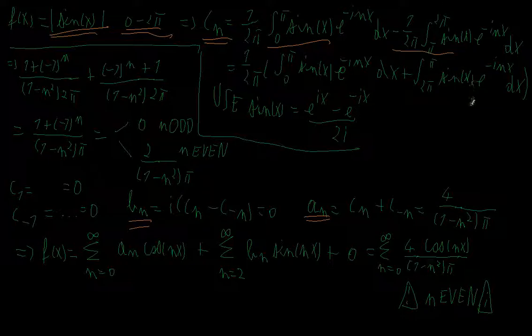Remember, if you have your circle here, the sine from 0 to pi, going counterclockwise, is positive, and from pi to 2 pi, here sine is negative. So I split that into two parts.